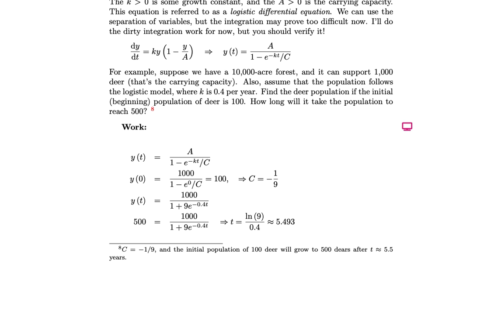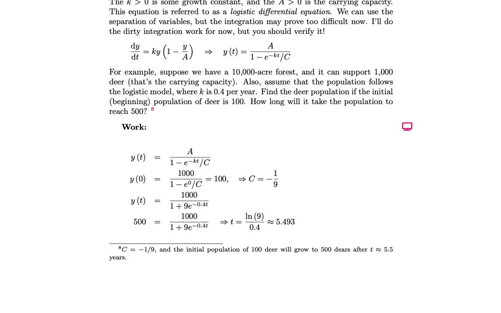Okay, there's a problem that we just did at the whiteboard, basically with paper and pencil. I did talk about using a calculator also, but right now let's just talk about looking at the problem in a graphical way. So it says, for example, suppose we have a 10,000 acre forest and it can support 1,000 deer. That's a carrying capacity.